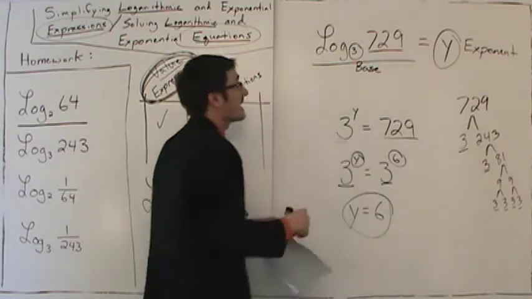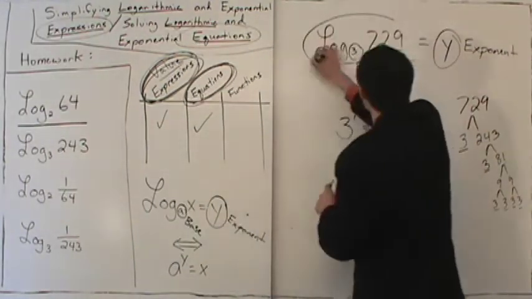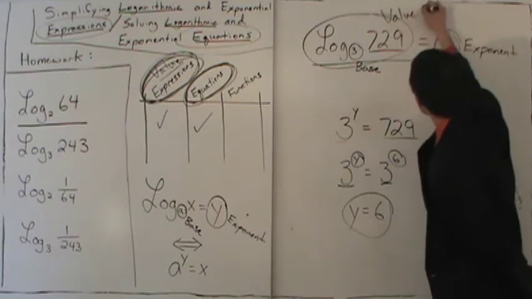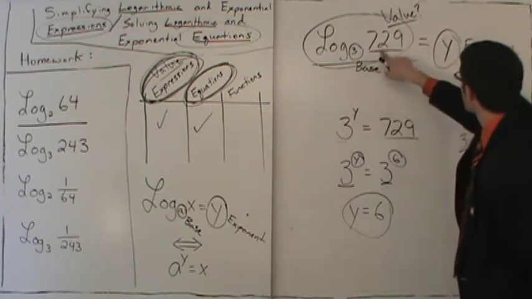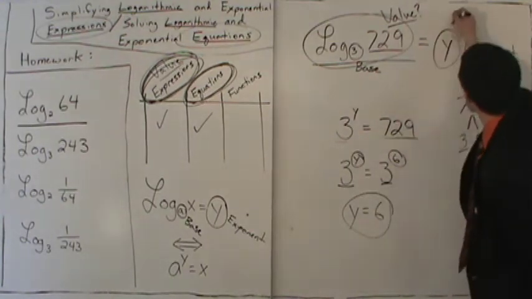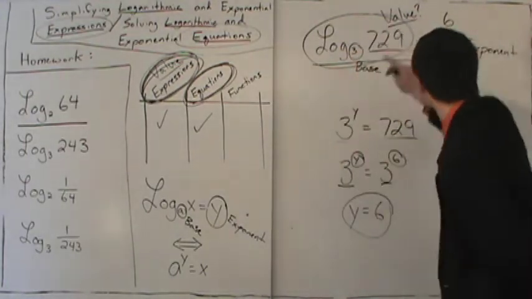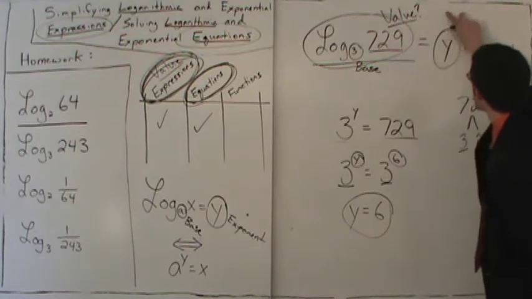So we have found the answer to our problem. What is the value of this expression? The value is 6. So log base 3 of 729 is equal to 6. Let's check our answer.